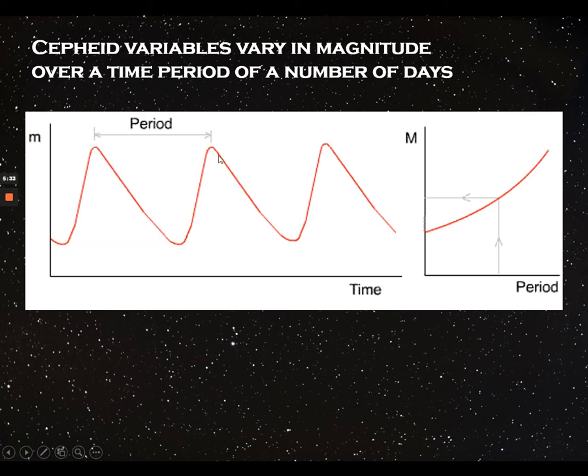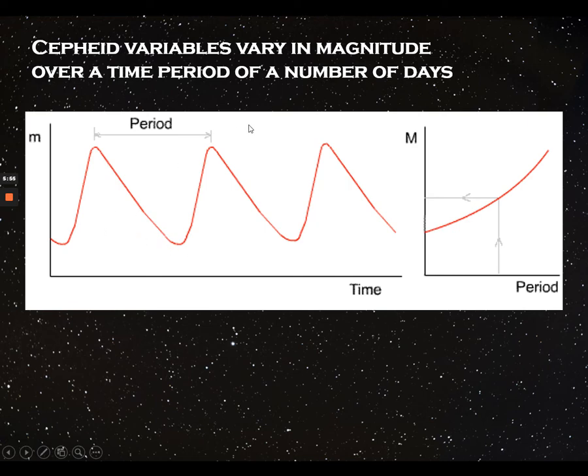So dim stars go bright, dim, bright again. But your bigger stars, your brighter stars, they will go bright. Over a long period of time they'll go dimmer, and then they'll get brighter again gradually. Okay, so the smaller stars have a smaller time period.